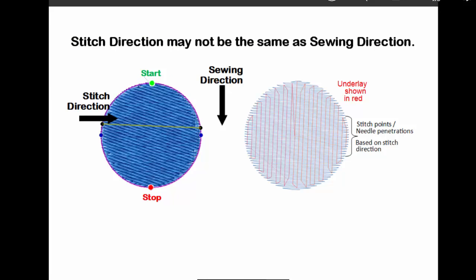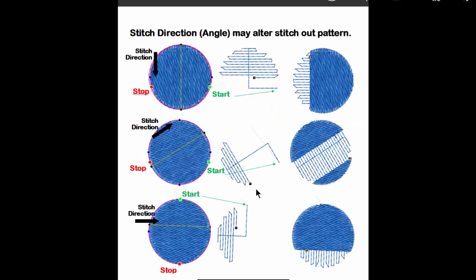Stitch direction and sewing direction are really two different things. Sewing direction is not necessarily the same as the angle of stitch. If we look at these circles, here we have our stitch direction, meaning that is the angle of the stitches. Our stitch points go from side to side, yet the sewing direction is going to go from top to bottom. We have our start at the top and our stop at the bottom.